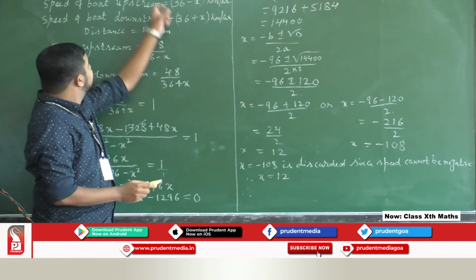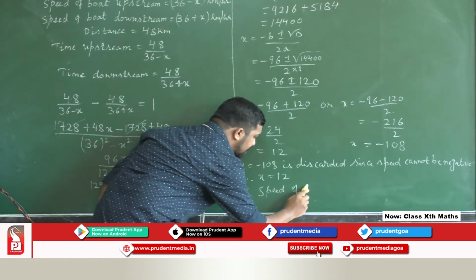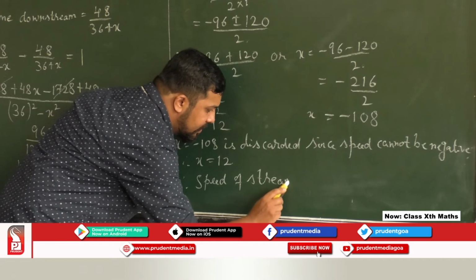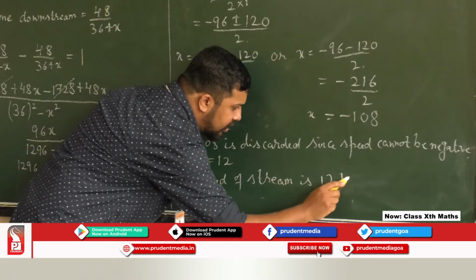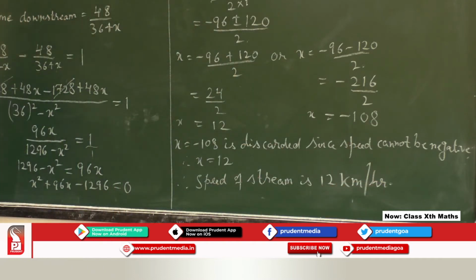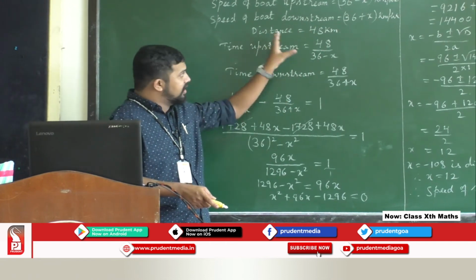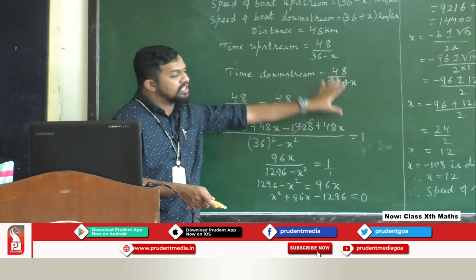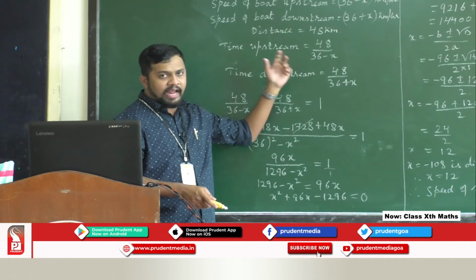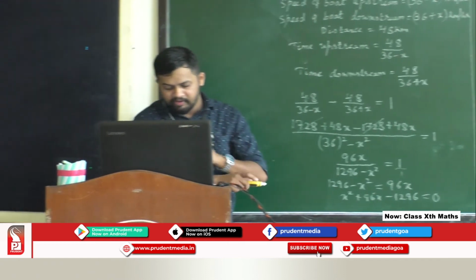Now, who is that x? Speed of the stream. Therefore, speed of stream is 12 kilometer per hour. Okay, so these are the two types of problems. One was finding the speed of the train and one was finding the speed with upstream and downstream. Only remember upstream means negative sign will come, downstream means positive sign will come. Remaining concept is same. Speed increase, time decrease. Speed decrease, time more.